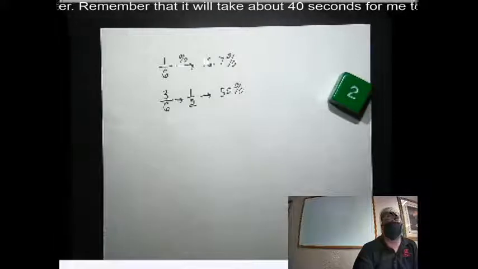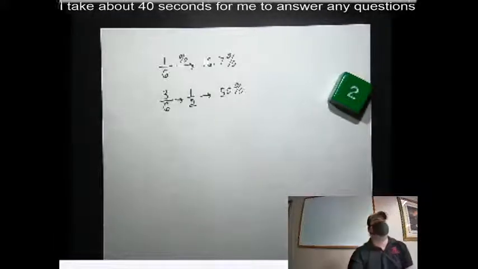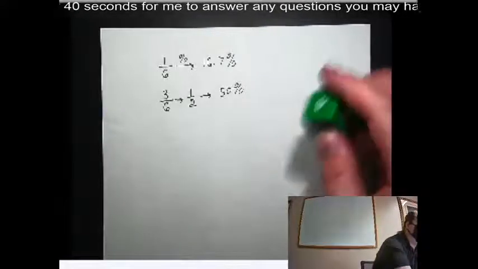Okay, what about an odd number? Still 3 out of 6. Yeah, still 3 out of 6. Good. Okay.